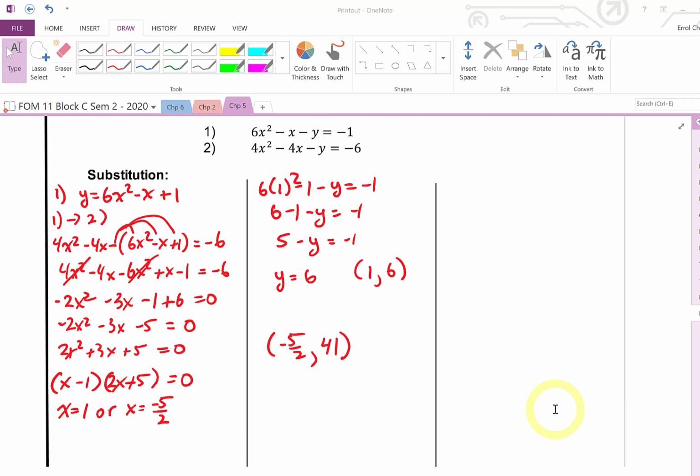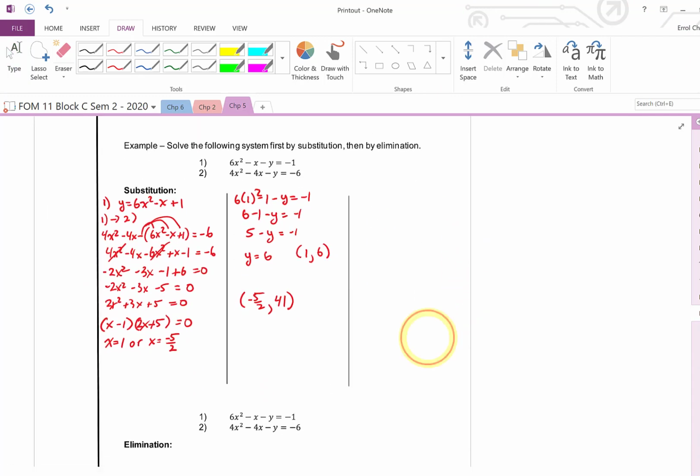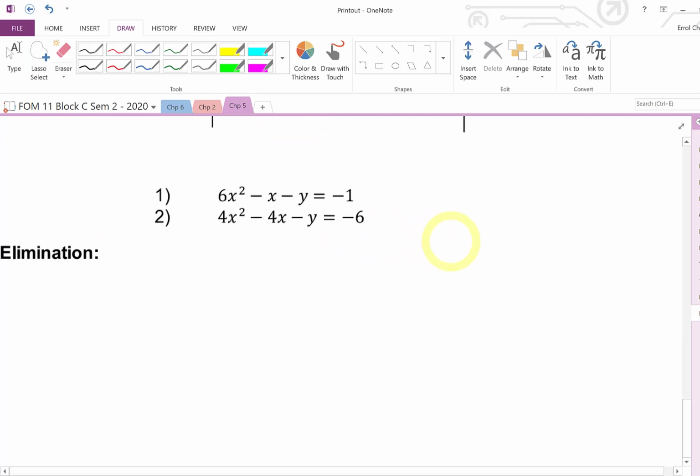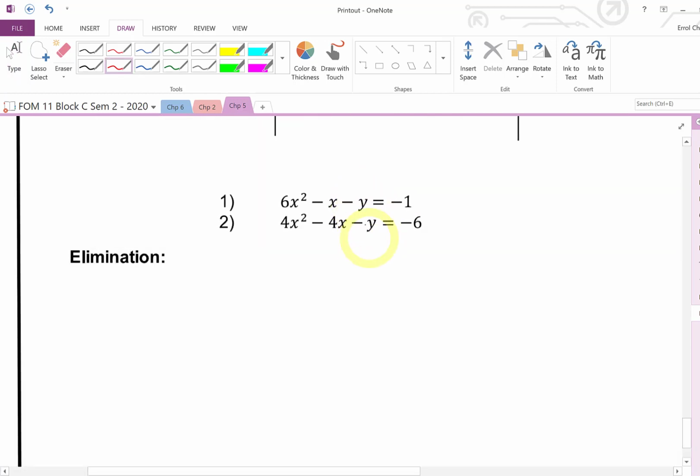All right, now elimination. We're going to do the exact same question, but we're going to eliminate. So let me just shrink this down a little bit. Now the only way elimination works is you have to eliminate the y's. That's the only way it works. So I'm going to multiply equation number 1 by negative 1. So it becomes negative 6x squared, positive x, positive y is equal to positive 1. Equation number 2 we leave alone.